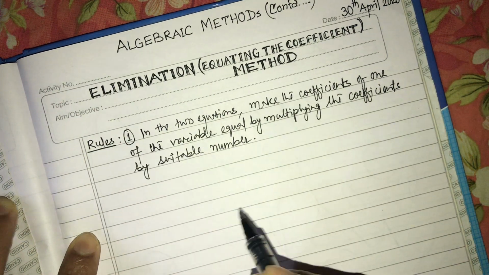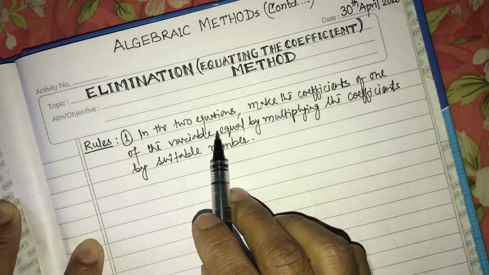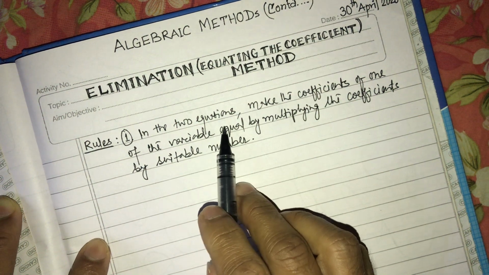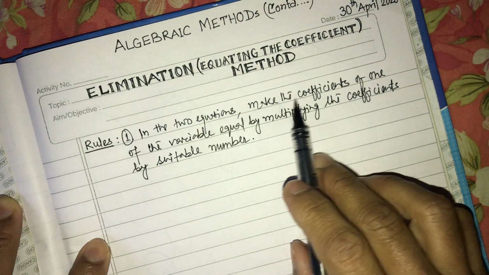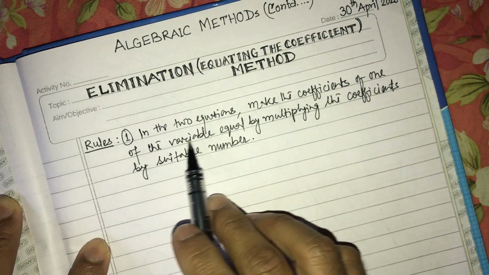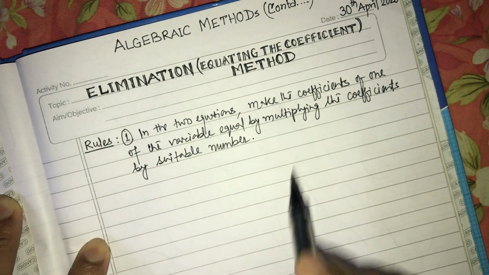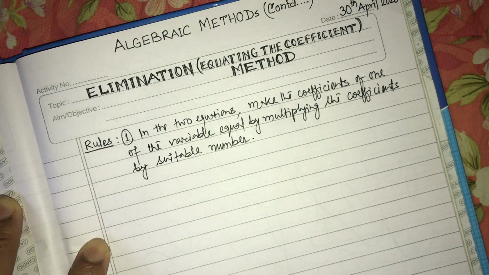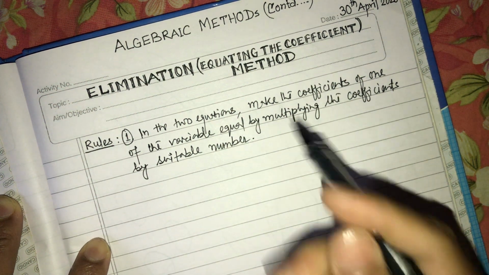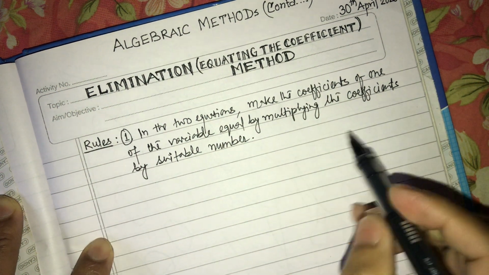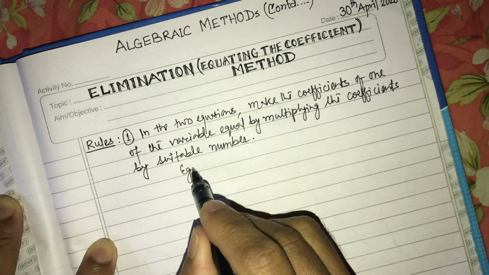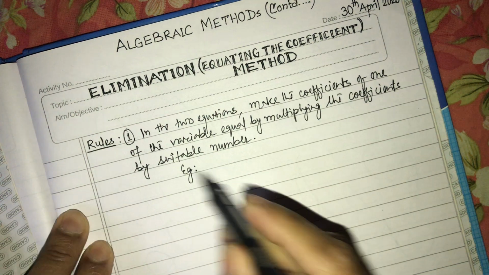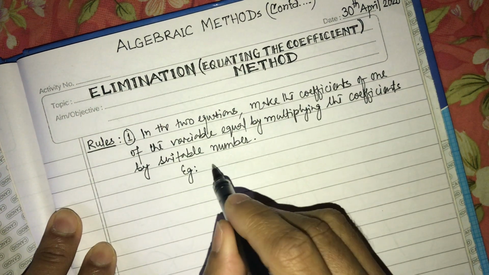Rule number one: in both the equations, we try to make the coefficients of one of the variables equal by multiplying the coefficient by a suitable number. This I will explain, don't worry. Let me take one example here, and with the example let me explain this rule number one.